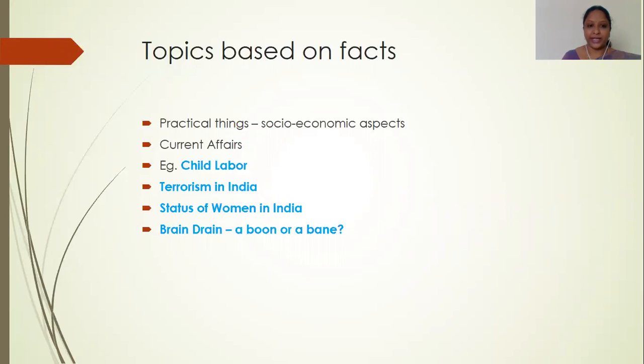For example, child labor. So when did child labor start? Why did it start? What are the things related to child labor? What are the legal aspects related to it, how people are affected because of that, and how many children are subject to child labor, etc. Such kind of factual data should be given in a group discussion. So these are called topic based facts.